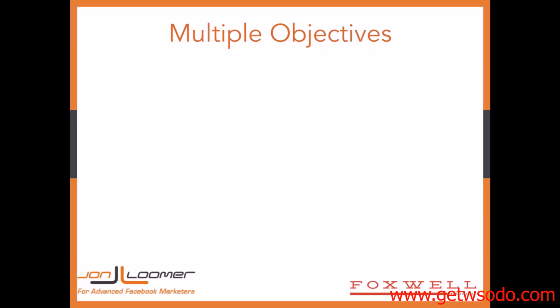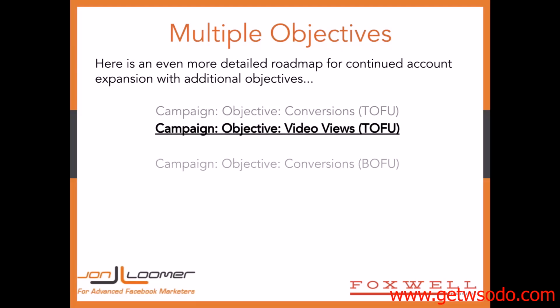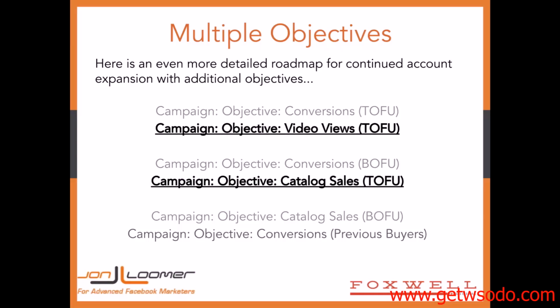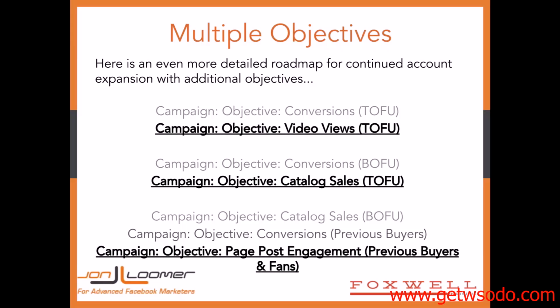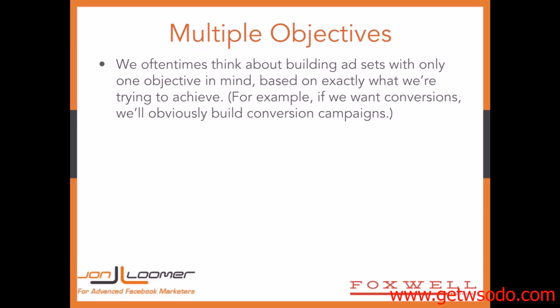Well, what's next is something like this, which is adding in, let's say, a video view on the top funnel for prospecting to try to help build those seed audiences. You may try catalog sales for top of the funnel for broad match dynamic ads, which we'll talk about on Thursday. And you may try something like a page post engagement to previous buyers and fans, since page post engagement reaches a wider selection of that audience. So these are some of the other multiple objectives you can get to.